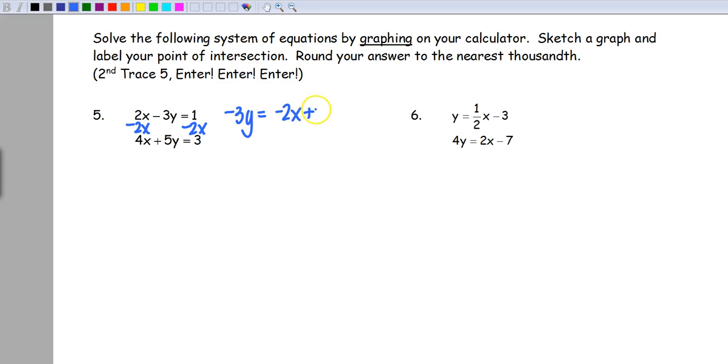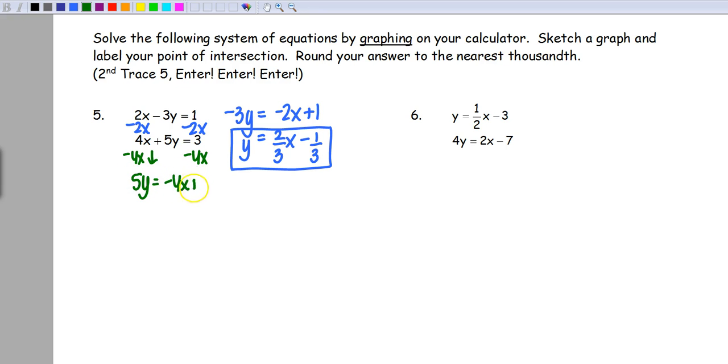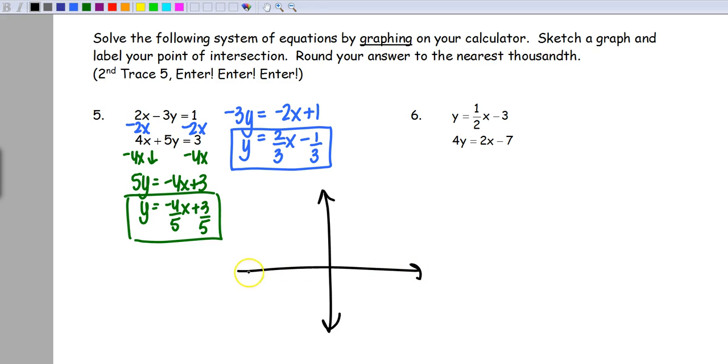Okay, and this is something you should be really familiar with. Make sure when you divide by that negative 3 that you get a positive 2/3 x. And we're going to leave these as fractions. Go ahead and move that 4x over as well for the second one. And divide by your 5. Again, just leave all the fractions. Okay, go ahead and draw yourself a coordinate plane. Okay, and now here comes the fun part.